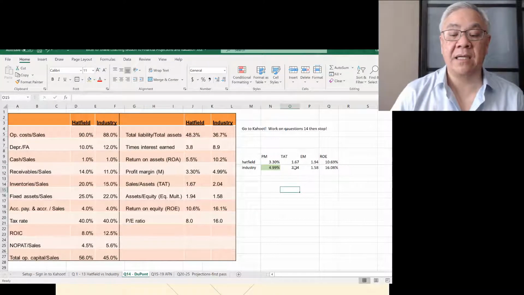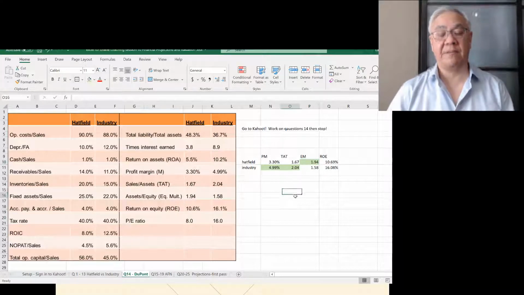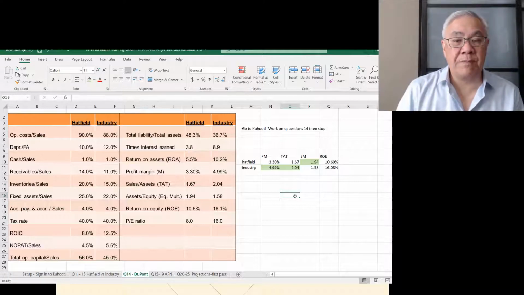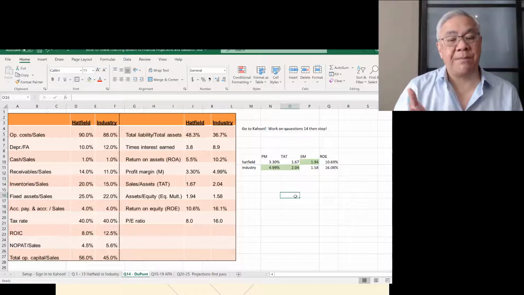And we see that the total asset turnover is likewise better for the industry, but we see that the equity multiplier is higher for Hatfield. So what we see is that the lower margins and asset turnover are very unfavorable for Hatfield, but they were able to boost up their ROE by having more leverage.